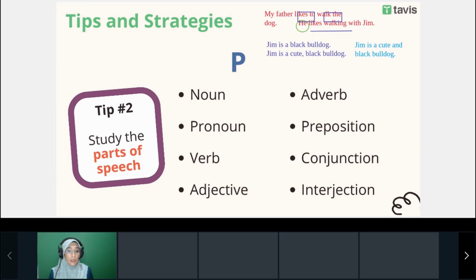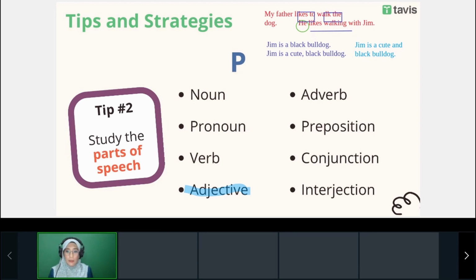So this is what you call adjectives. All right, so adjectives. Are you clear on that? I hope that it's clear enough for everybody.